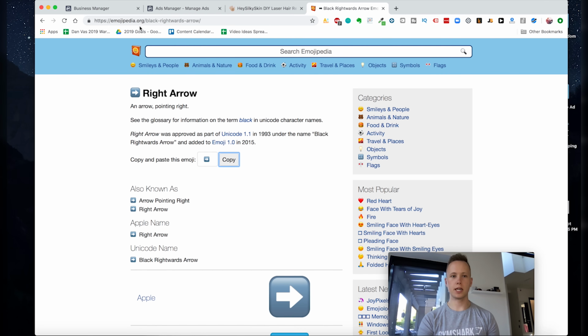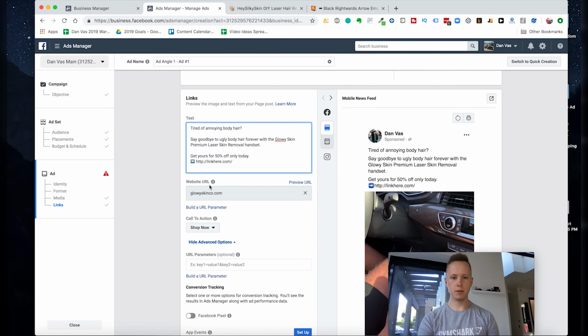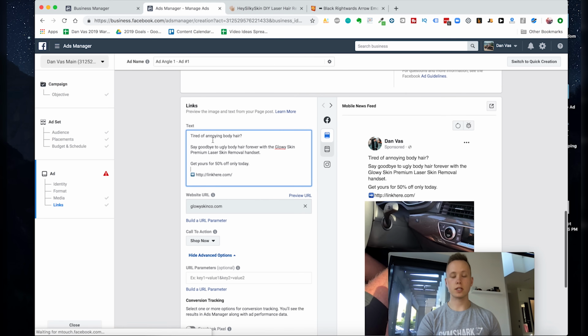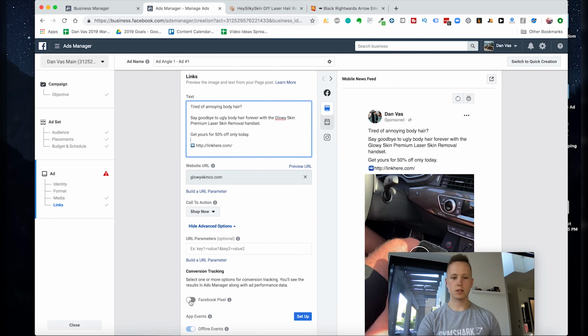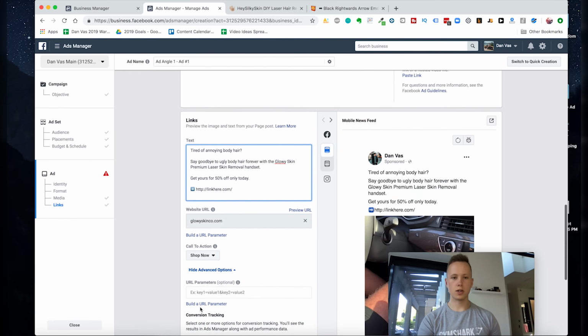You just get it from emojipedia.org, copy that, and then put it in here. And then you're gonna put your product link like that. So this is a very simple ad copy. This works incredibly well. It's something that I've used in the past for my brands. And then you wanna make sure that your Facebook pixel is on. So you wanna make sure that it's turned on over here.